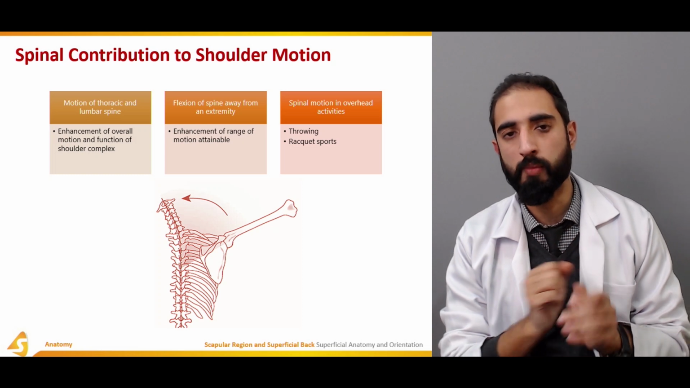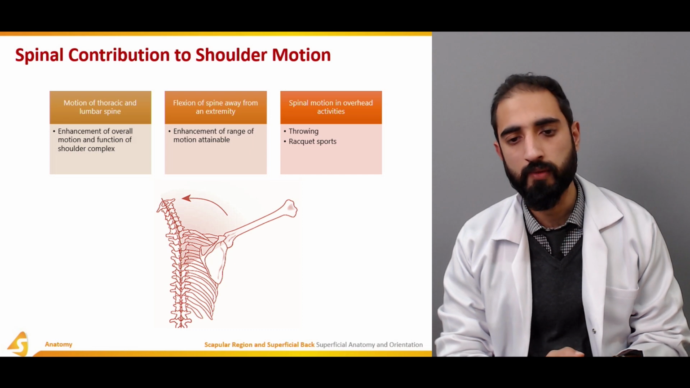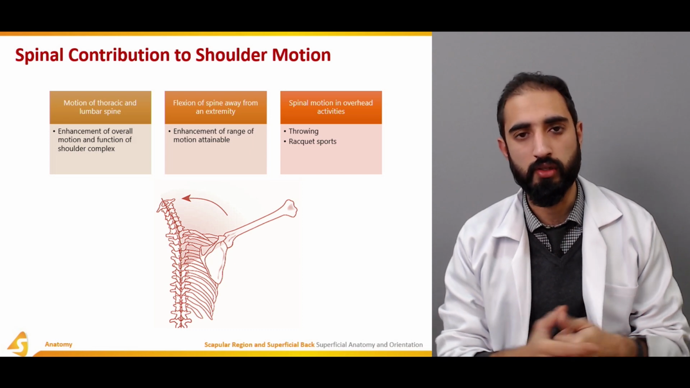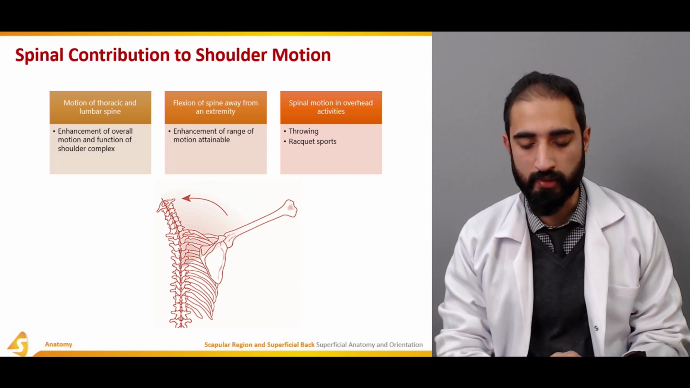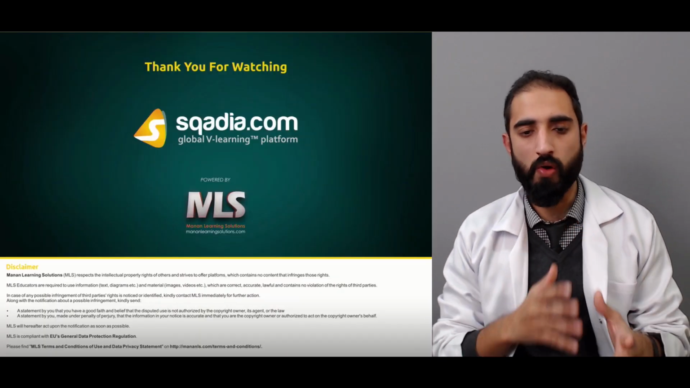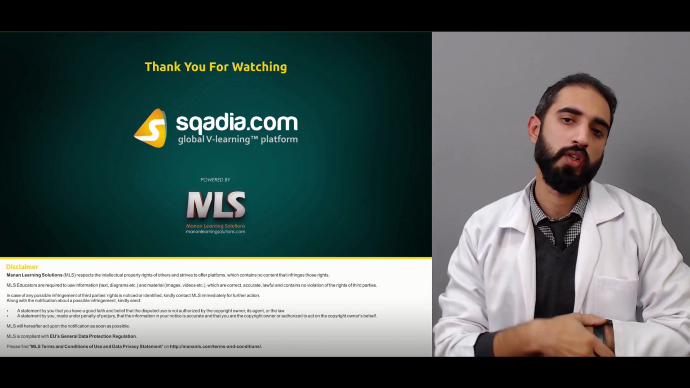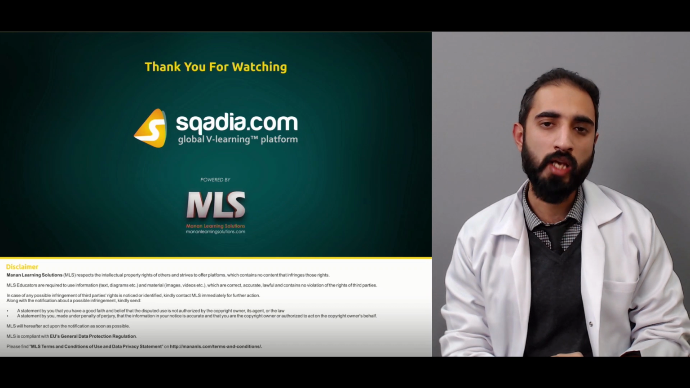Now, spinal motion in overhead activities is actually sometimes required, necessary, and for that it is very important that the mobility of the thoracic spine and the cervical spine is ideal, and that occurs usually in throwing and racket sports such as badminton, tennis, etc. So that was all about the surface anatomy and orientation of the structures found in the scapular region and superficial back.